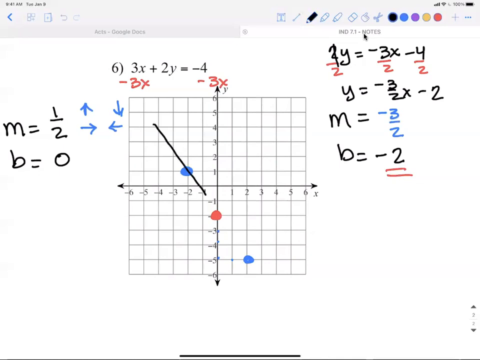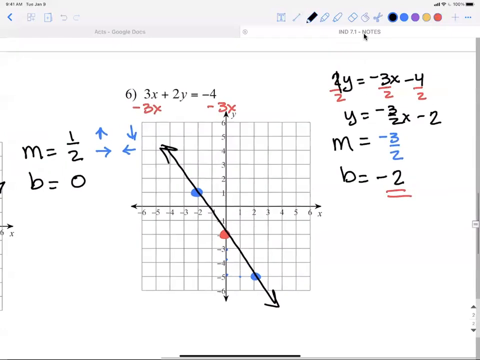And then it's graphed. Okay, so if you need to sketch a graph, when all else fails, think y equals mx plus b. You can always sketch a graph from that. Okay, are we good with that?